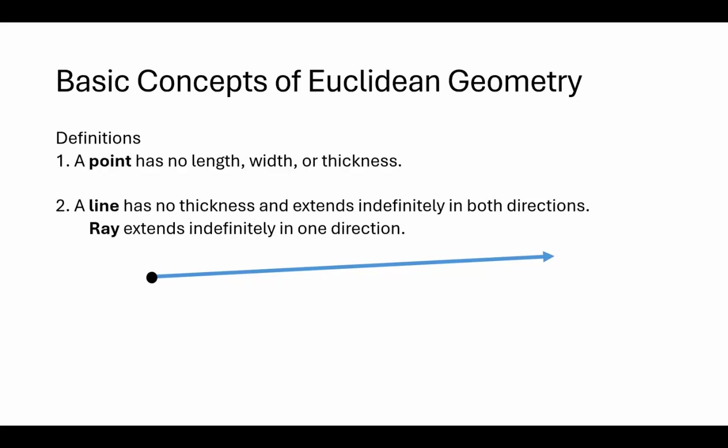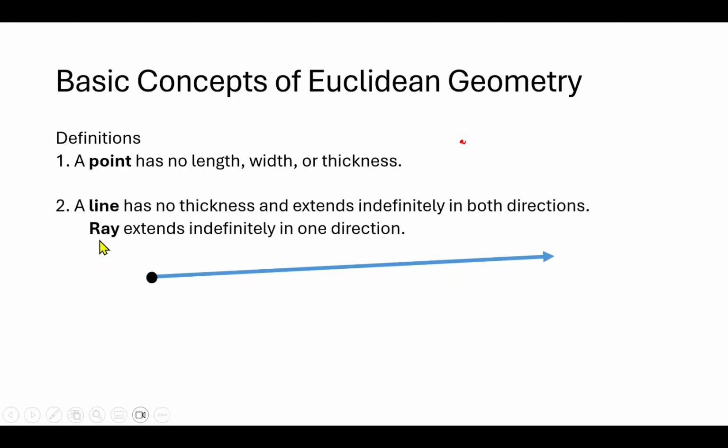A point in mathematics is very simple. It's something that has no length, no width, and no thickness. So you cannot find a length, a width, or a thickness. It's just a point. It doesn't have a measurement in other ways.